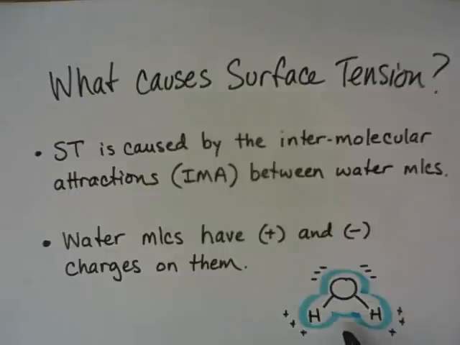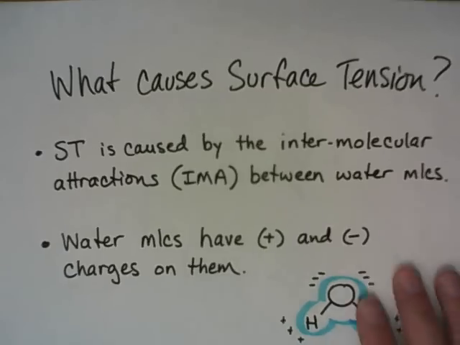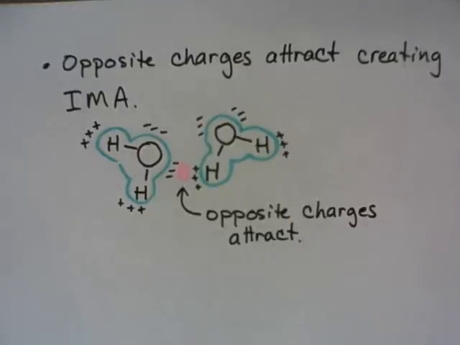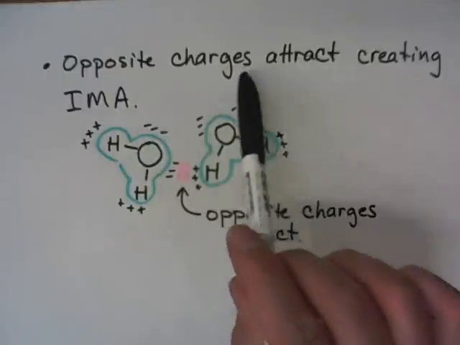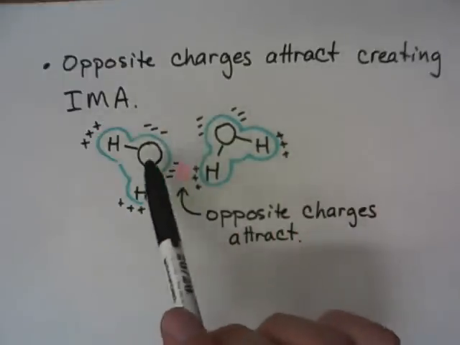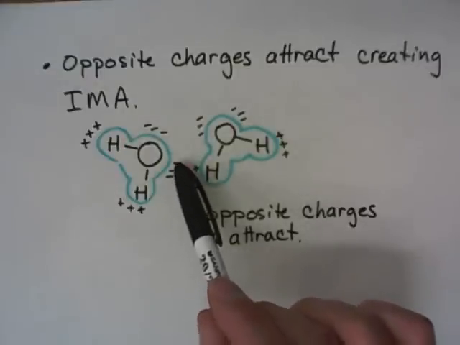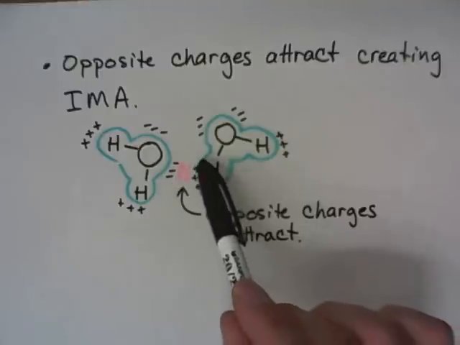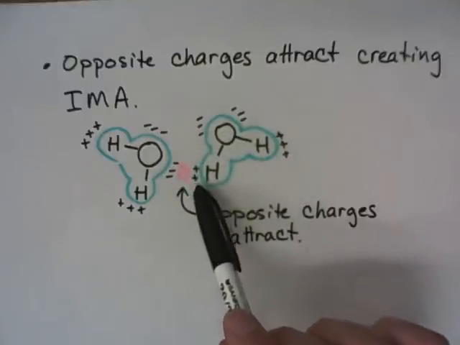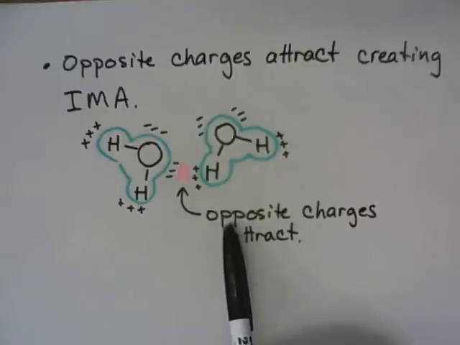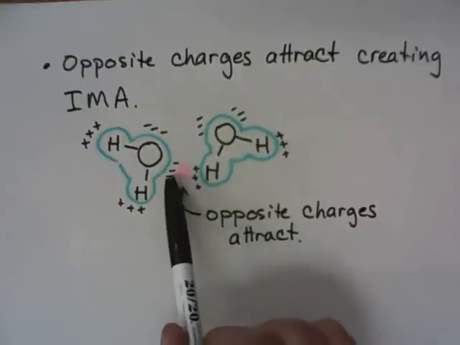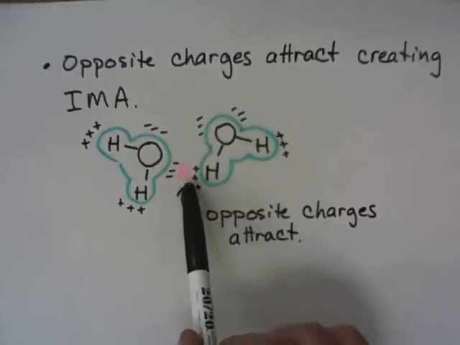No need right now to worry about why those charges exist. They simply are there. Now, what happens is that opposite charges attract, creating this intermolecular attraction. Here's a water molecule. It has an area that has negative charges right here. Here's another water molecule, has an area that has positive charges. And because opposite charges attract, there's going to be a little attraction right here. It's almost like two little magnets that want to stick together.